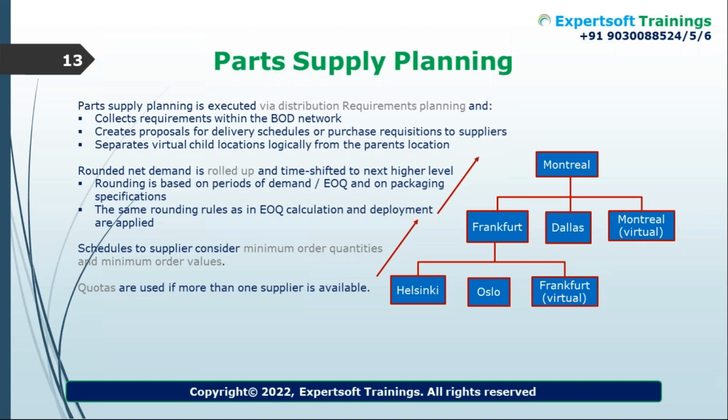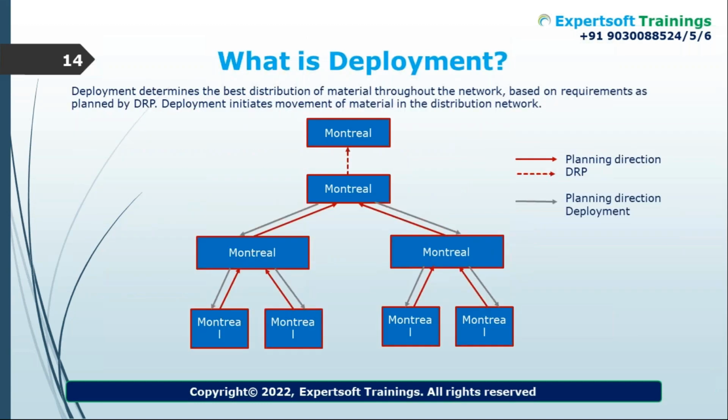So that is a good result, what I would say. Those are the results that come up after the DRP: rounded net demand, applying the rounding rules and all. So that is good to analyze. So that's how we'll see it in the DRP.